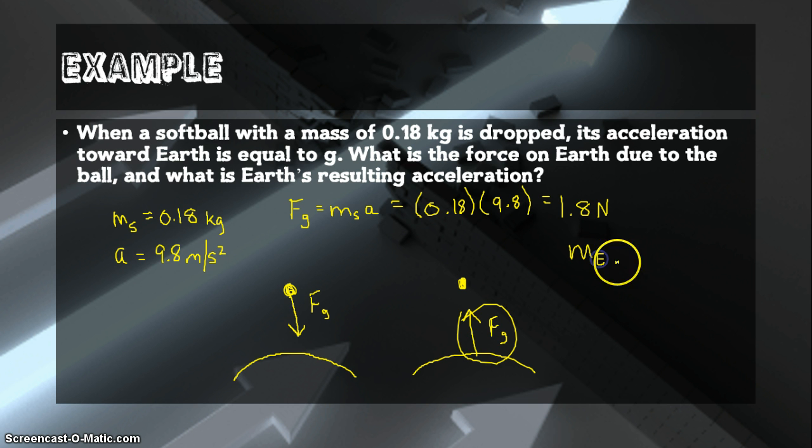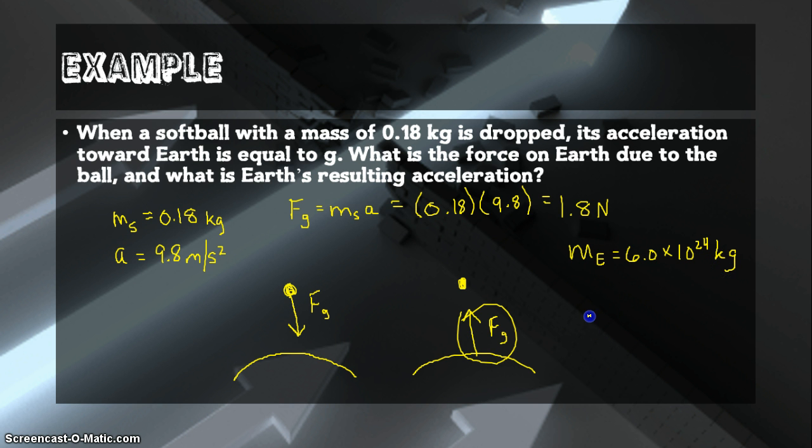One thing you would have to look up to figure out the acceleration that the ball exerts on Earth is the mass of the Earth. And we know that the mass of the Earth is 6.0 times 10 to the 24th kilograms. Obviously a huge mass.